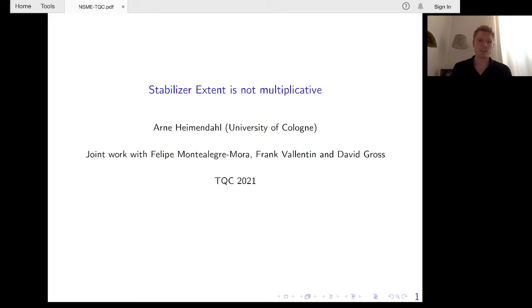So, what I will talk about today is a result that we had last year. It's about properties of the stabilizer extent, namely that the stabilizer extent is not multiplicative, and I will explain later what this means precisely. And it's joint work with Felipe Montealegre-Mora, another PhD student from Cologne, and my two supervisors, Frank Vallentin and David Groß.